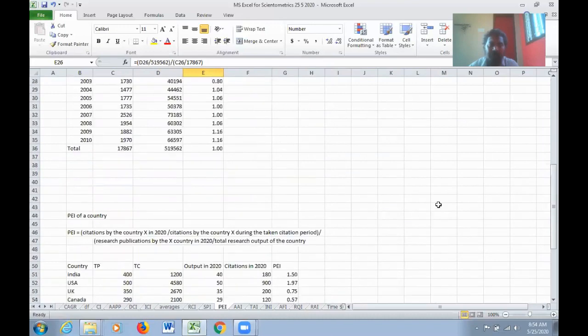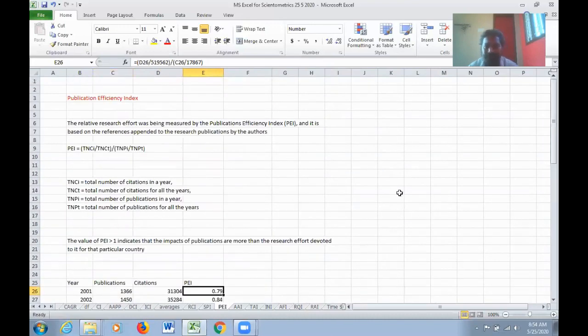Then comes the publication efficiency index, and this tells you how many citations you received in a year and how many papers were published in a year. Based on that, you get the publication efficiency index. So you publish papers, and what is the efficiency of your publications? It depends on how many citations your papers are going to receive. So based on the number of citations your papers receive, your publication efficiency is calculated.